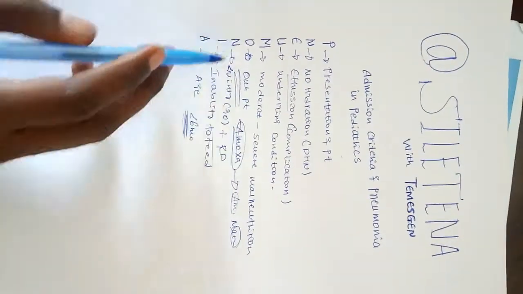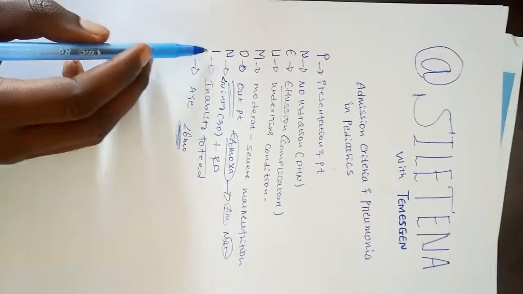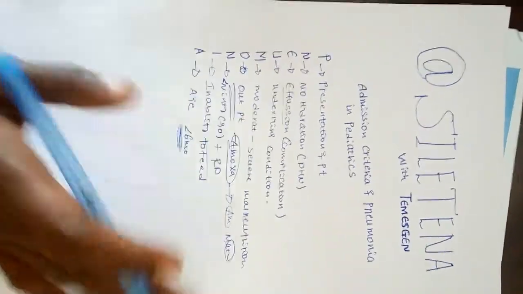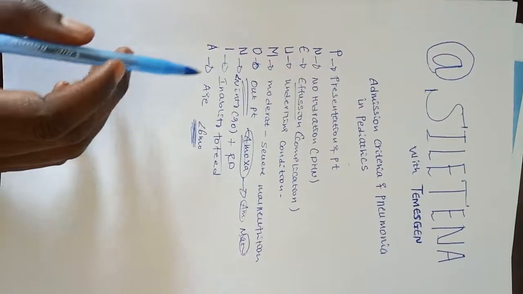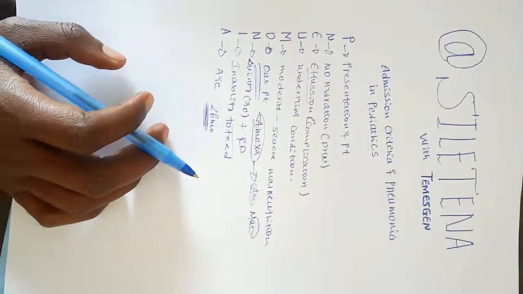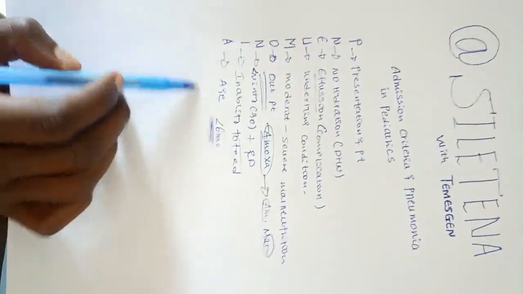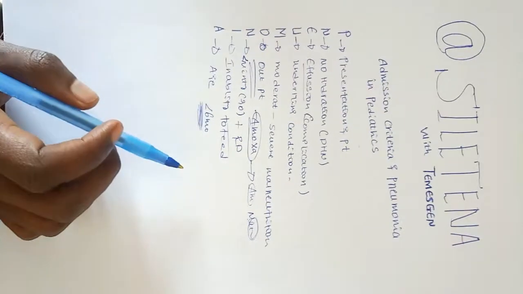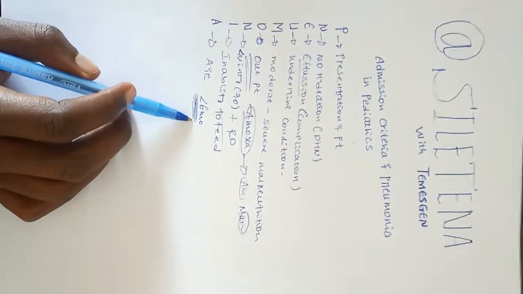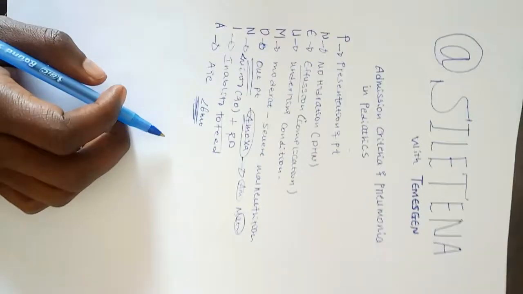O stands for outpatient treatment failure. N stands for less than 90, which means oxygen saturation below 90, plus respiratory distress. We have to admit the patient also. I stands for inability to feed, and the last A stands for age. If the child is less than 6 months, we have to admit and treat that patient accordingly. This is the mnemonic for pneumonia.